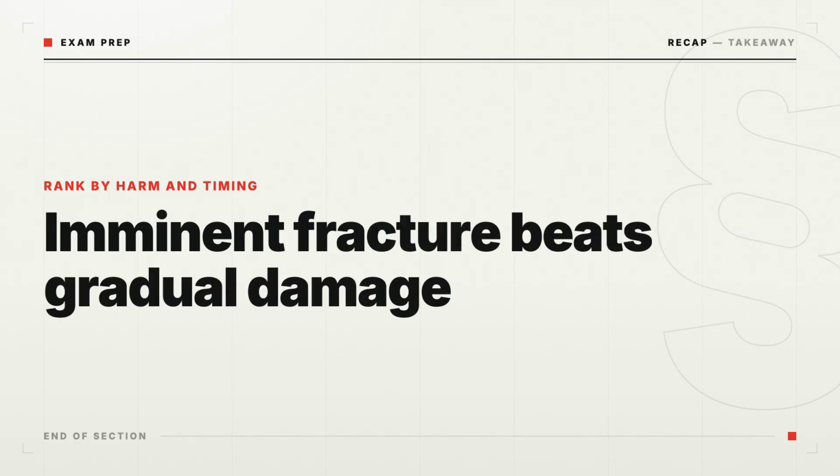Confusion is a contributing factor, not the priority itself, because what it's about to cause is a fall. Priority reflects both how bad the harm would be and how soon it would arrive. And a fall in the next minute is about as imminent as harm gets.